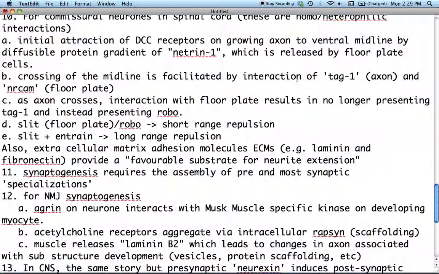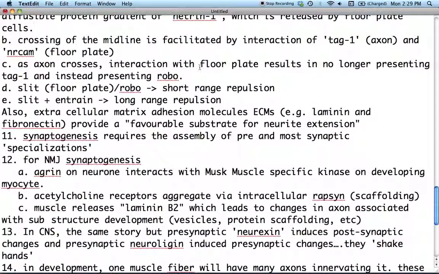Crossing of the midline is facilitated by the interaction of TAG1 on the axon with NR-CAM from the floor plate. So at the beginning, these are both attractions. DCC wants to come get netrin-1 as we approach the floor plate. TAG1 wants to interact with NR-CAM.